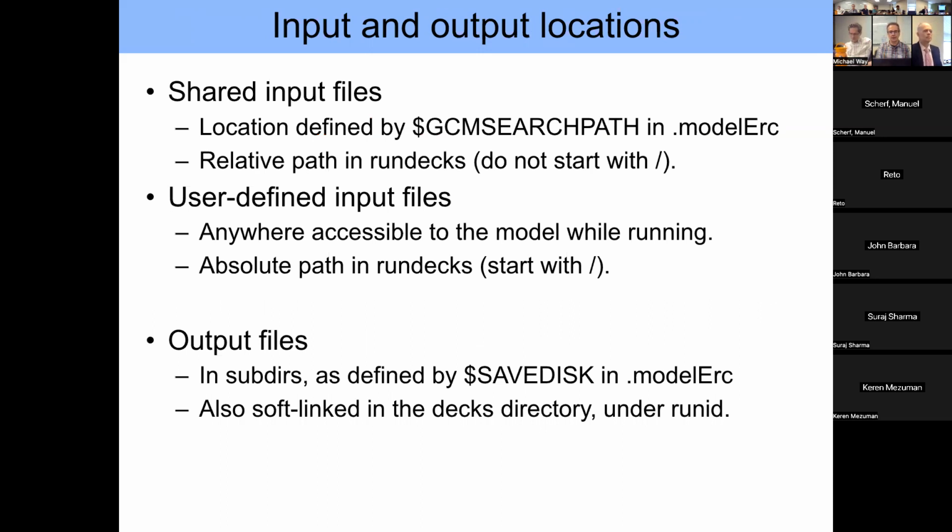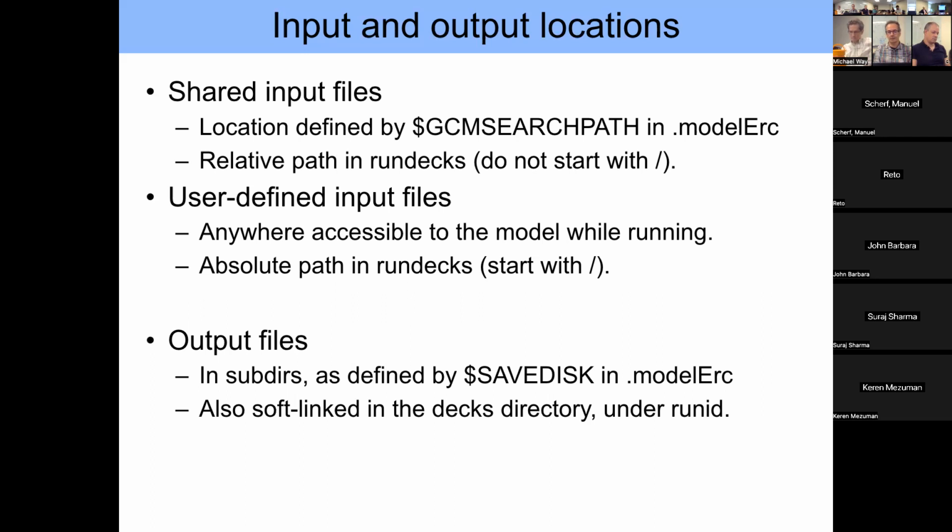The model assumes that you have a shared directory somewhere on your server where all the input files exist, so the multiple users who might be using this model will not have to replicate all the input files. There will be a central repository that stores all those input files for general use. The location is called GCM search path in model ERC, and you can define this directory to be wherever you want. In the Randex, when you define all the input files, the model assumes that everything is in that directory.